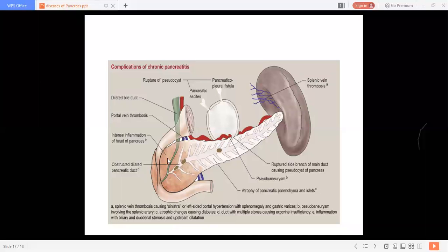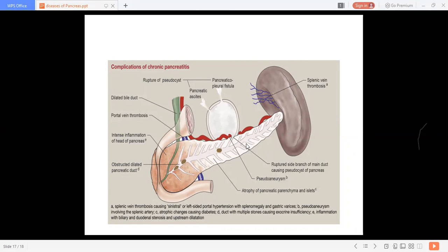Inflammation of the head of the pancreas. Then an obstructed, dilated pancreatic duct here. Obstruction may be due to proteins, or it may be related to inflammatory lumps, or it may be gallstones. Okay.